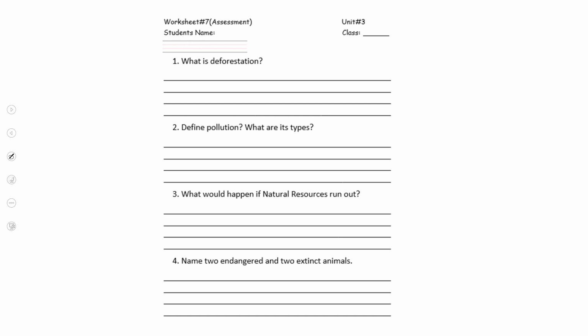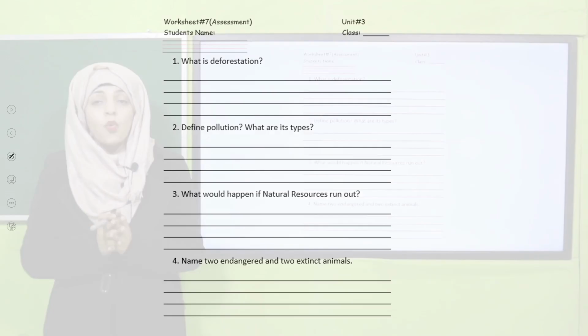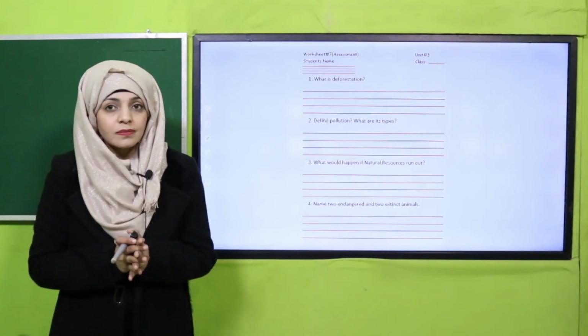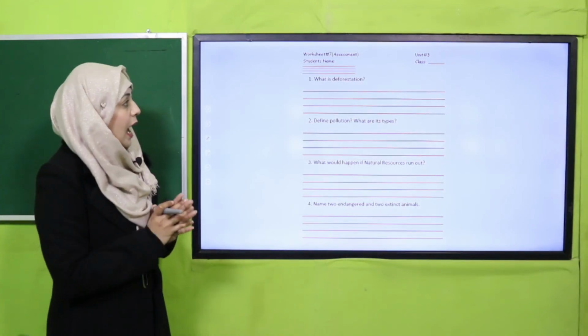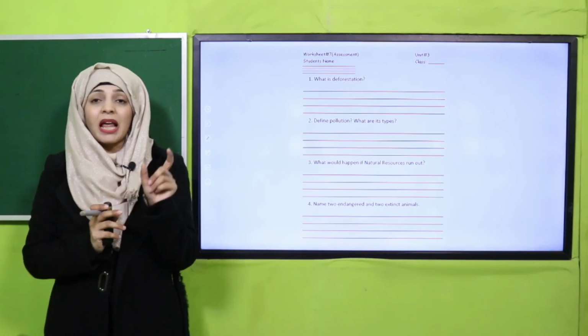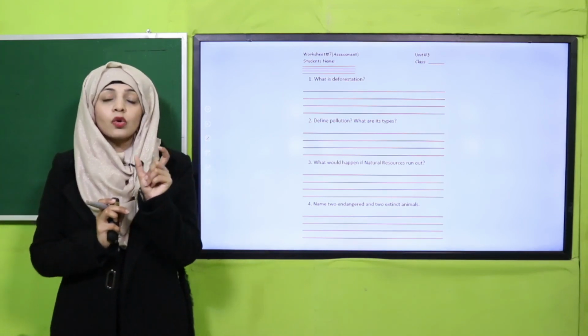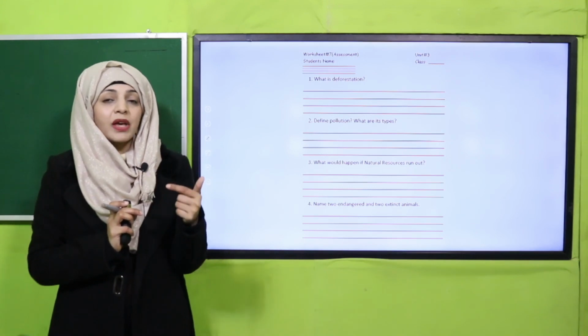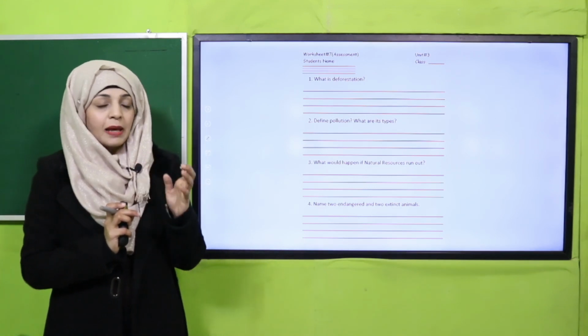So my dear students, first of all, you will write down your name and your class at the top, and then what is deforestation? Very good. आपको इसके बारे में लिखना है. Then define pollution. What are its types? सबसे पहले आपको pollution को define करना है, और उसके बाद आपको इसकी कौन कौन सी types हैं, आपको वो types भी सिर्फ उनके names लिखने हैं.